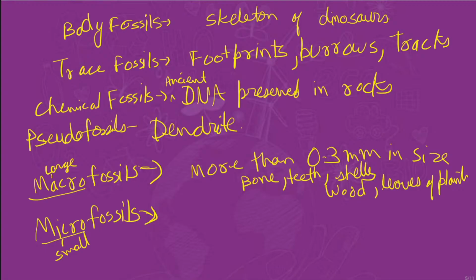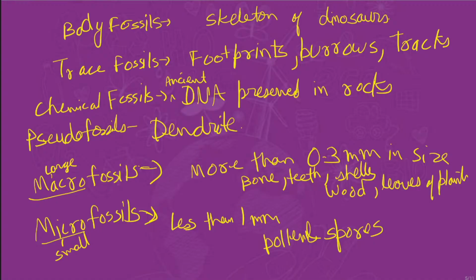Microfossils are very small, less than 1 millimeter in size, and require a microscope for their study. Ostracod animal fossils, pollen and spores, and plant fossils are common examples of microfossils. Nanofossils.